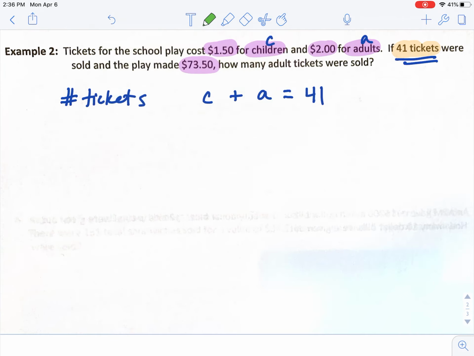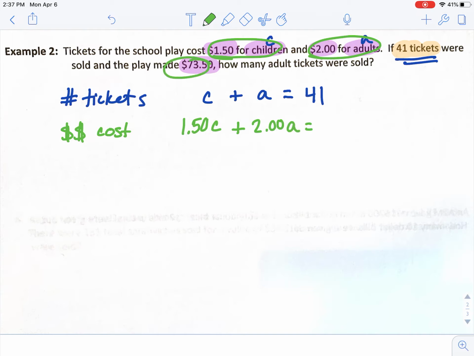Now my second equation, just like in the other one, this is going to be the money equation, or the cost. Okay, so how much was a children's ticket? It's $1.50 for each children's ticket, and then I add that to $2 for each adult ticket, and the total amount spent was $73.50. Here's my system. All right, so again, I'm going to do elimination.